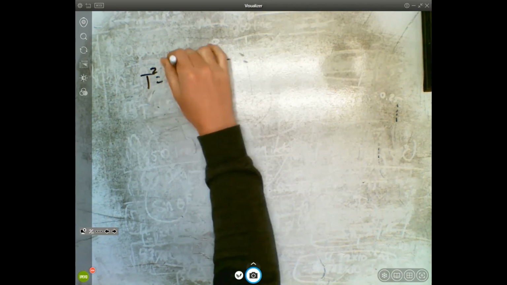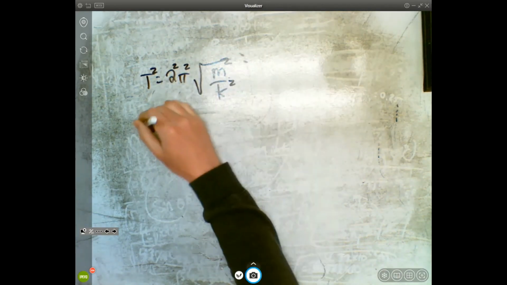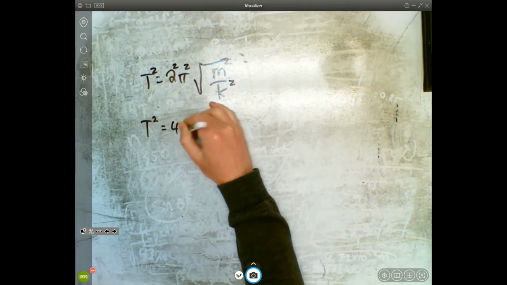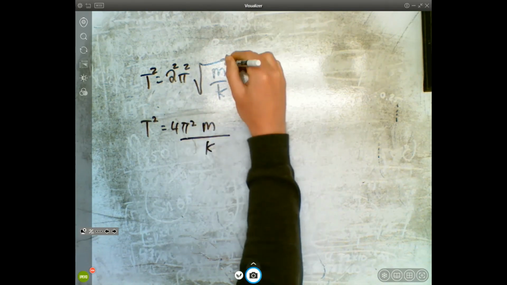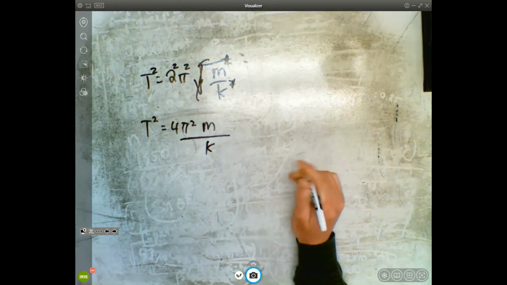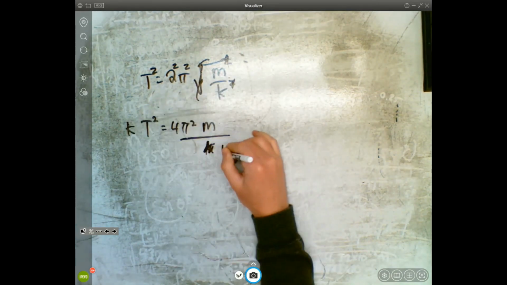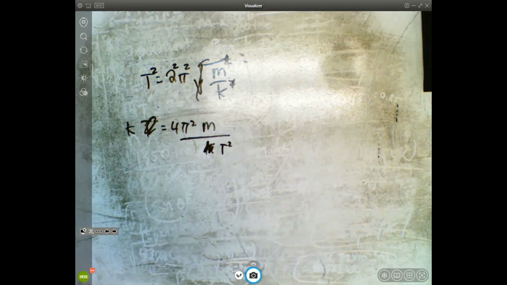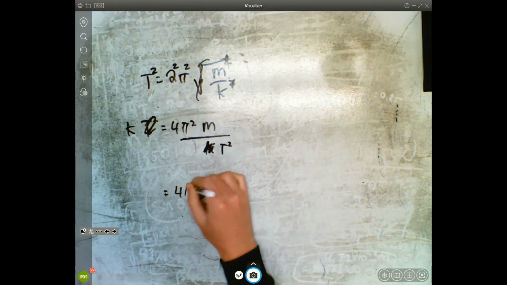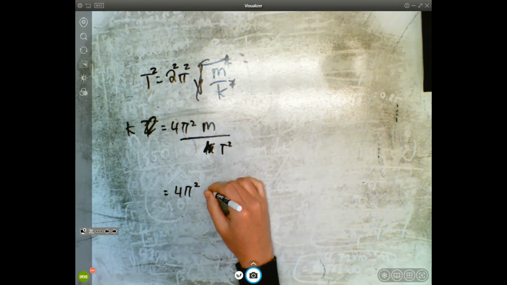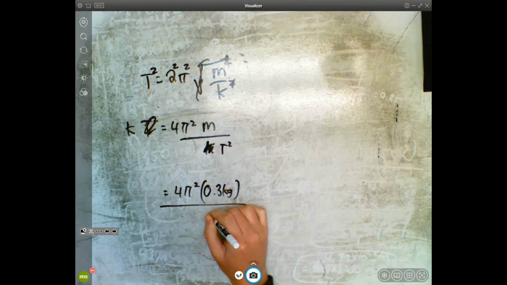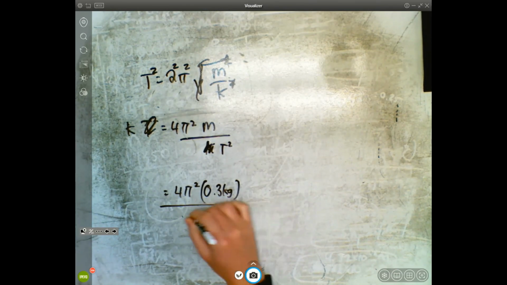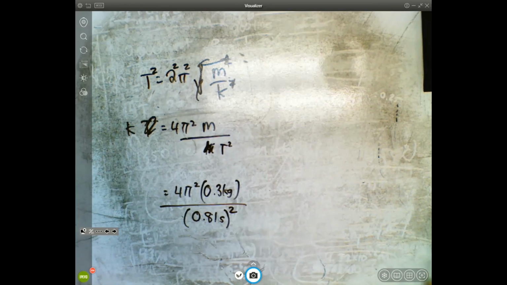So we'd have to square everything. So we get T squared equals 4 pi squared m over k, right? The squared and the square root would all cancel out, and then we move our spring constant up top and our T squared down below, and that's what we get. So 4 pi squared, our mass is 0.3 kilograms, and then our time, our period, is 0.81 seconds, and that has to be squared.